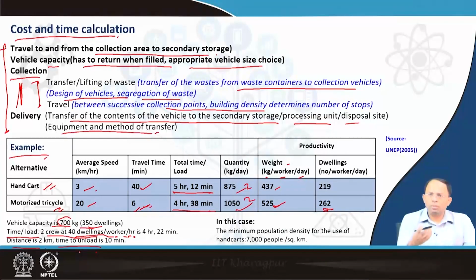Then time to unload: once you bring the waste back to the storage, what is the time to unload? All this needs to be added up to determine the overall time taken for this particular operation. So you have to plan the operation for this door-to-door collection system in this way. In this particular case, it was found that the minimum population density for use with handcarts is around 7,000 people per square kilometer. When the density is lower, we can go for LCVs and so on. But when it is higher, then it's better to go with handcarts, right?